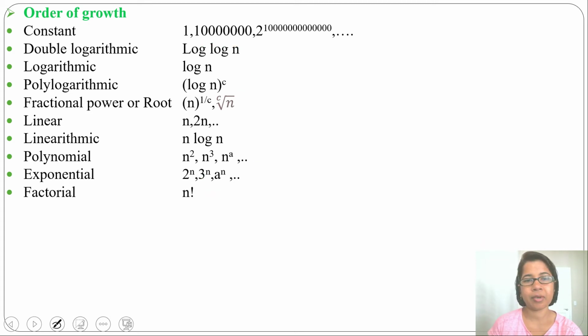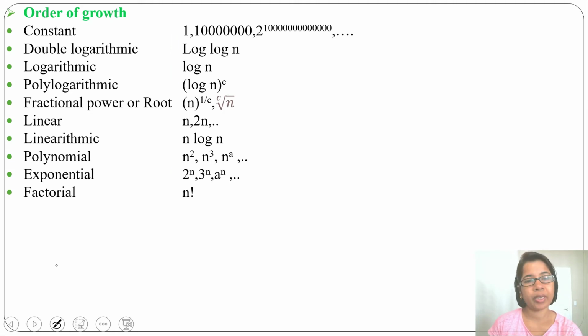In the GATE exam, many times you will see a question where some functions are given and it asks you to write them in increasing order, or according to their order of growth, asymptotic increasing order, rate of growth. In that case, if you know this sequence, you can classify the functions according to their type and write them in increasing order.